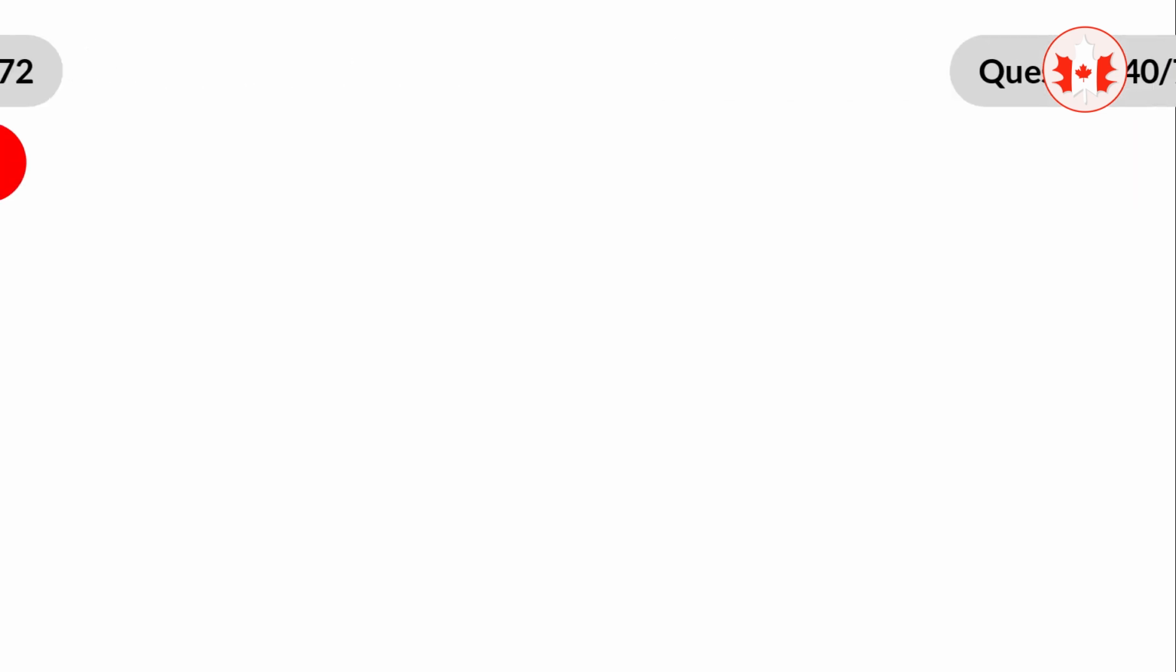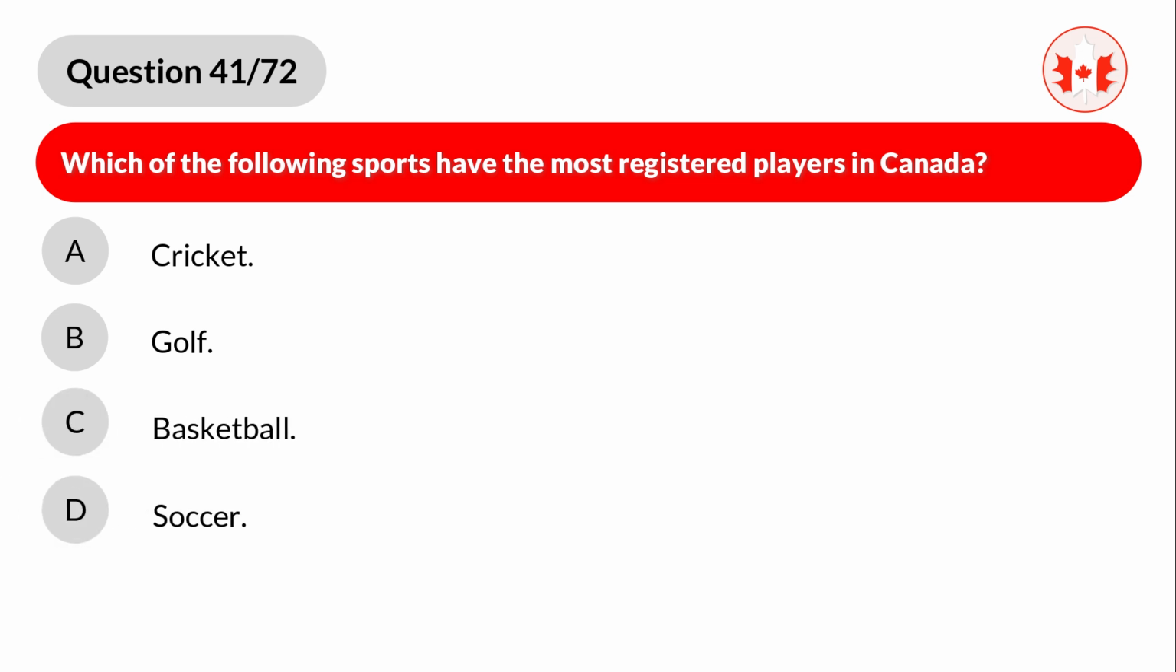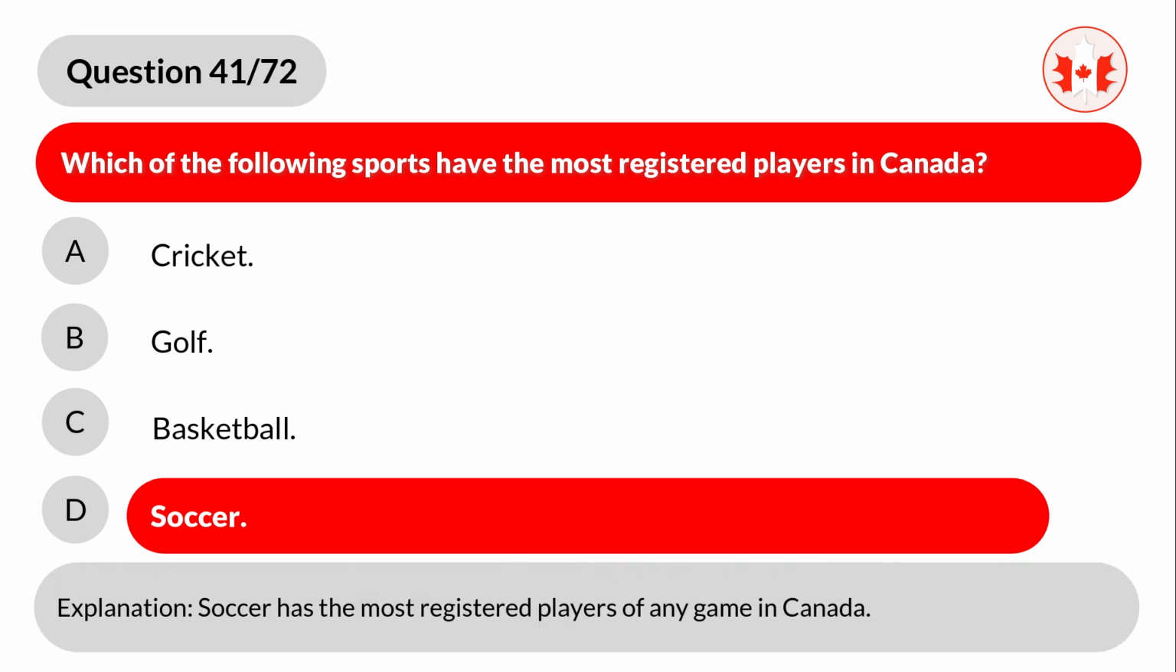Question 41. Which of the following sports have the most registered players in Canada? A. Cricket. B. Golf. C. Basketball. D. Soccer. The correct answer is D. Soccer. Explanation: soccer has the most registered players of any game in Canada.